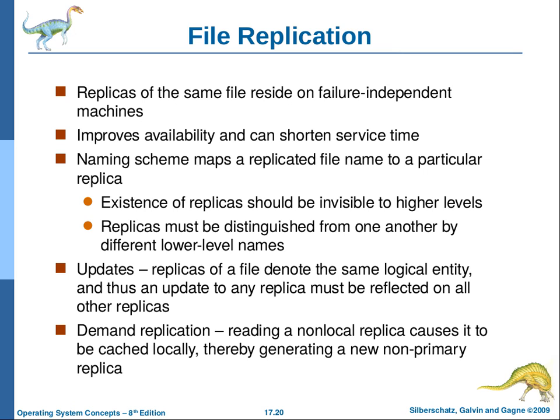Of course, the issue here, first off, is naming, but secondly, an update now has to go to multiple machines when you are having a replica. Then we have demand replication. Reading a non-local replica causes it to become cached locally, thereby generating a new non-primary replica.